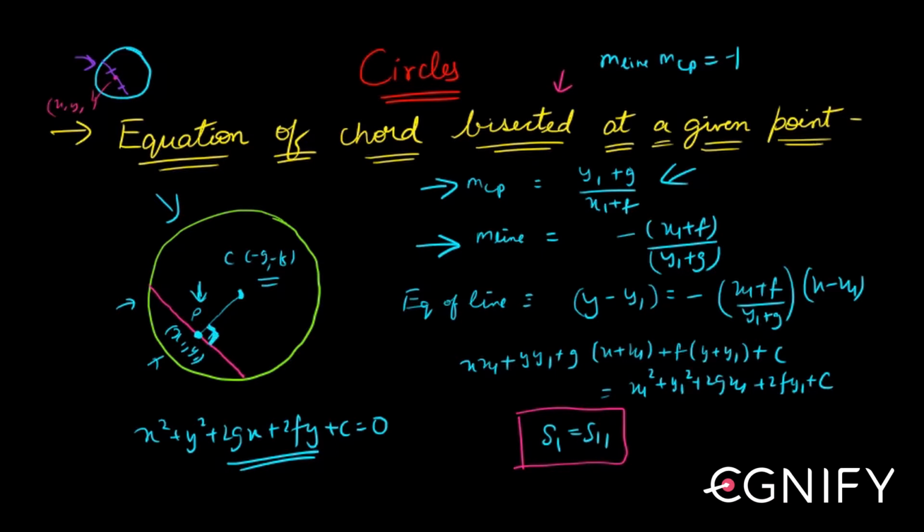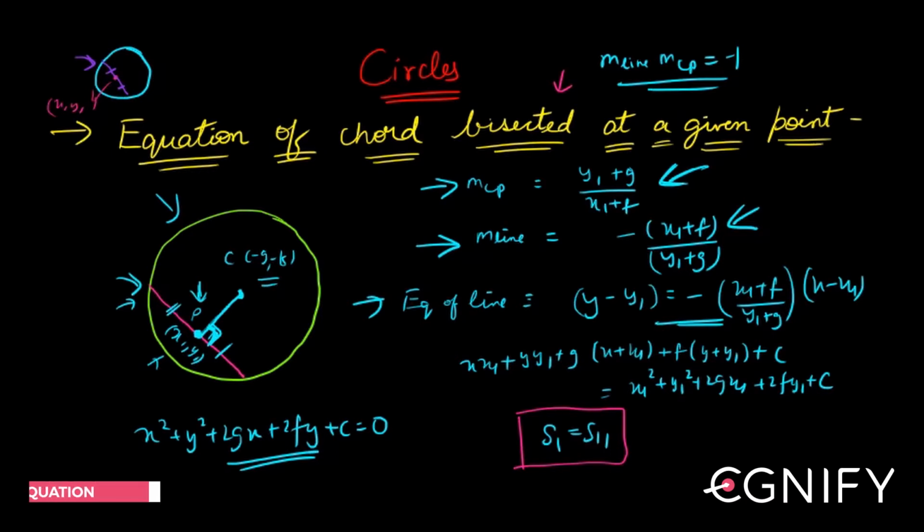This is coming from your circles, right? On a chord, if I drop a perpendicular from the center, then that perpendicular will bisect the chord into two halves. What I assumed was this point P is bisecting the chord into two halves. So that means CP has to be perpendicular to the chord. That is the property. So both of them are perpendicular, and the product of slopes is minus 1. So I can get the slope of the line, which is minus 1 by slope of CP. Now I can use the slope point form to get the equation of the line.